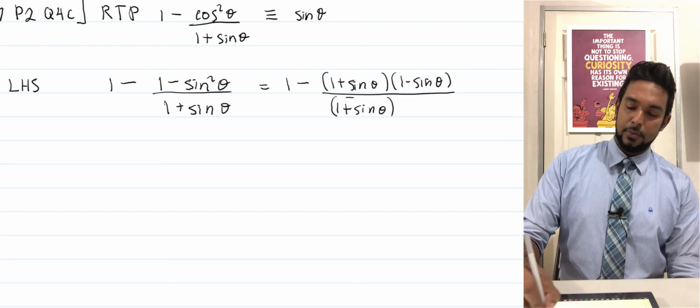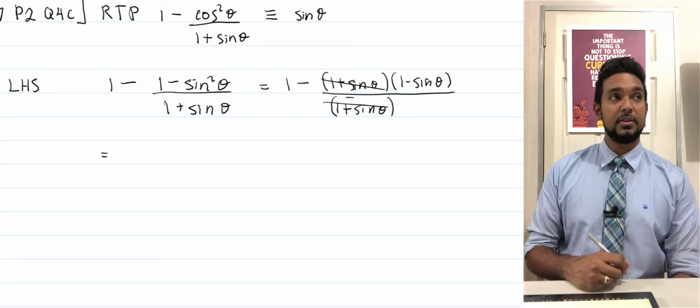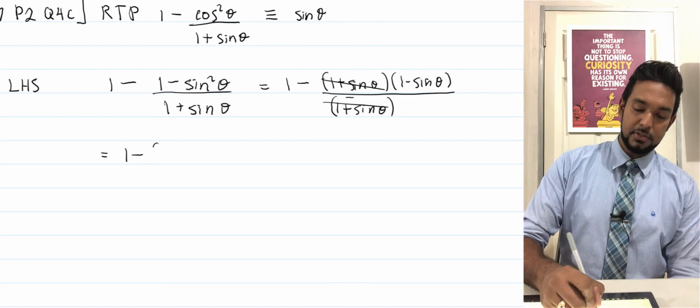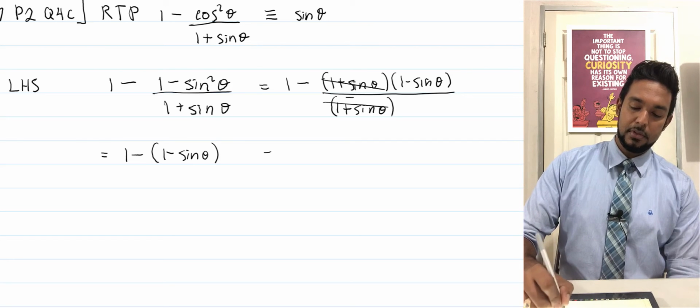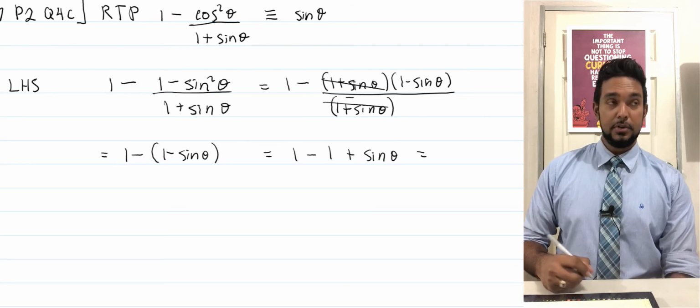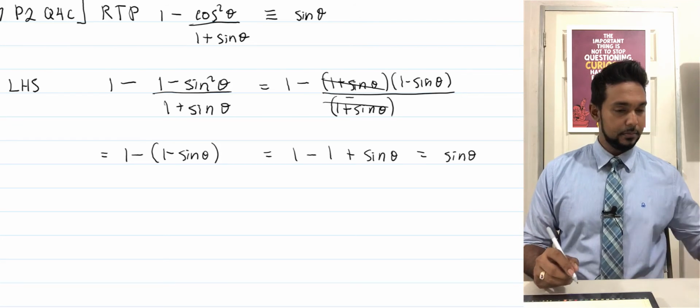Cool. Which would then facilitate the cancellation of the 1 plus sine theta between the numerator and denominator, leaving us with 1 minus sine theta. And when we drop that bracket, guess what happens? You get 1 minus 1 plus sine theta. And what's 1 minus 1? 0. And 0 plus sine theta leaves us with sine theta.